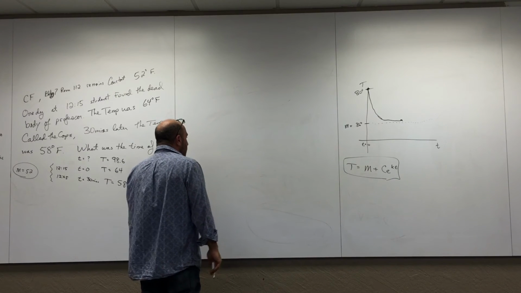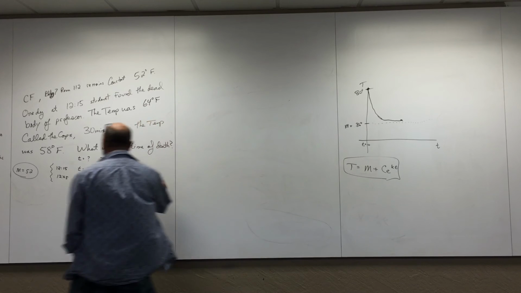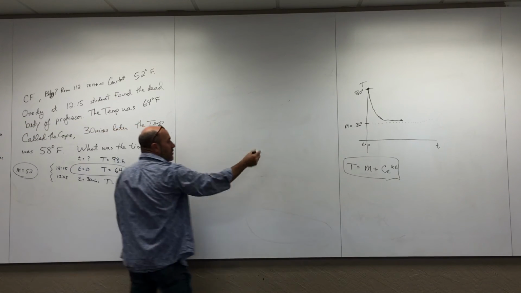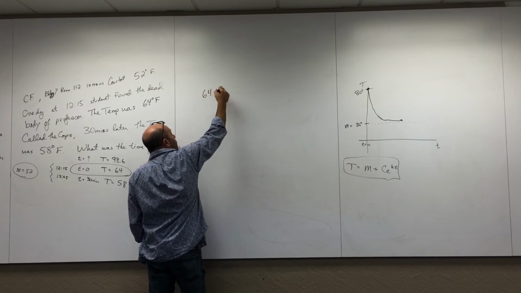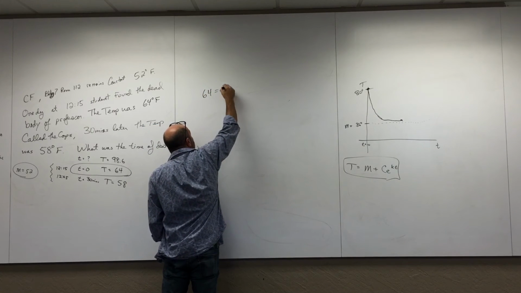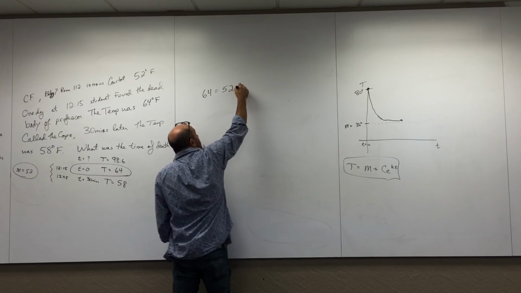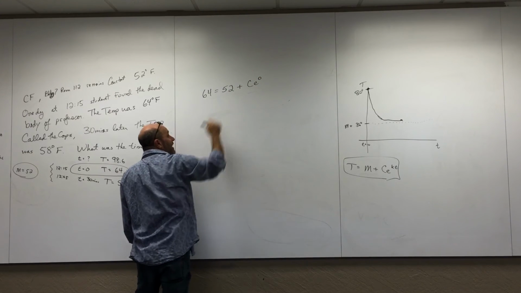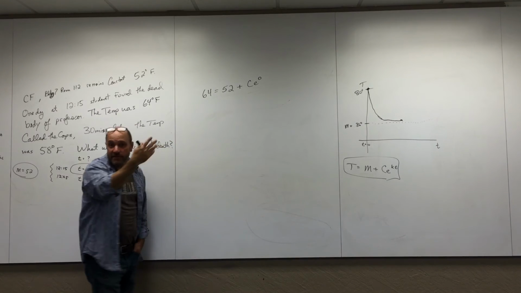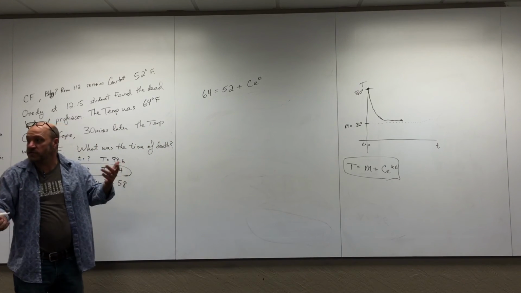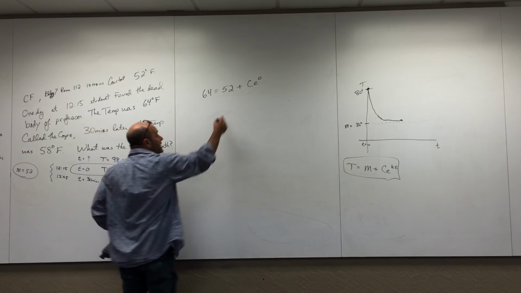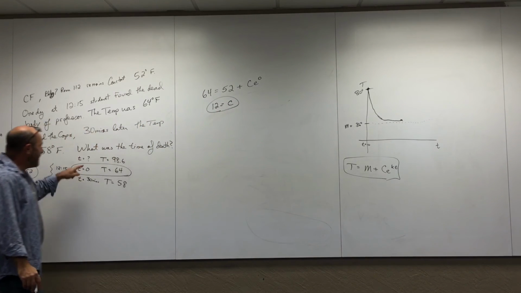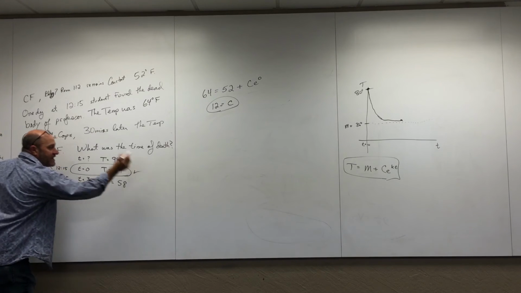So what do I do though? I plug in a 0, and I get 64 into that formula. This is 64. What's M? 52. And then I plug in a 0 for T. Are you guys with me? Yes. Okay, cool. And then that's e to the 0, which is 1 times C, so it's C. And then I move the 52 over, so I guess C is 12. Cool. All right, and that was that piece of information that helped me find C.